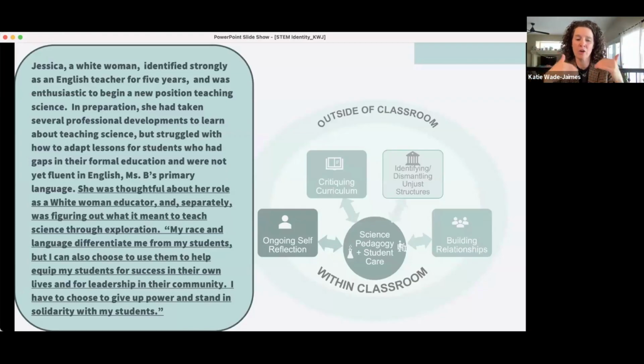And she talks about, in her own reflections, my race and language differentiate me from my students, but I can also choose to use those things to help equip my students for success in their own lives and for leadership in their community. And she thought about, I really have to choose to give up some of this power associated with being a white woman, with being a native English speaker, to stand in solidarity with my students. So again, we're seeing this interaction between her self-reflection of who she is, how she shows up in this classroom, and her deep level of care for these students, right? And what can she do to support these students?